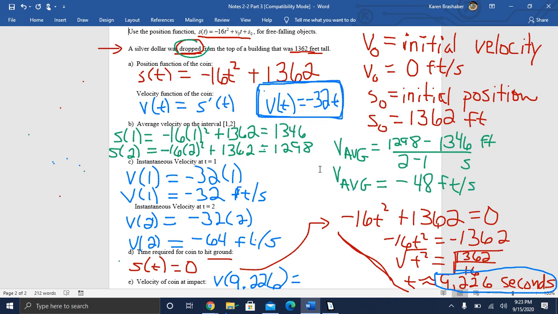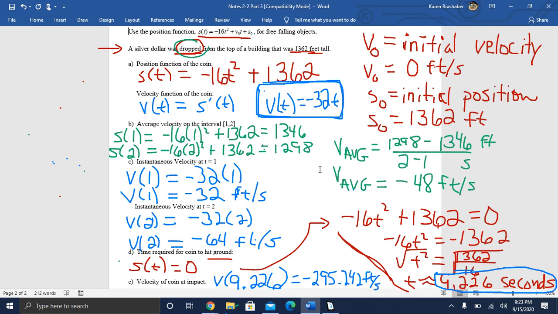But that means I'm going to substitute the 9.226 into my velocity function, negative 32t. I'm not going to show that substitution this time. That's going to give you negative 295.242 feet per second. So that object is moving at that point. So negative 295.242 feet per second.